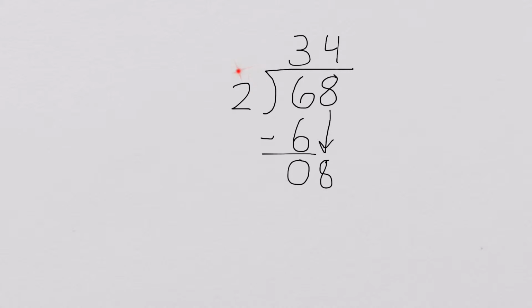Now we multiply our 2 times the 4, which is 8, and we subtract again. 8 minus 8 is 0. We don't have any numbers left over. So because of that, and because our difference when we subtracted was 0, our answer is done. The quotient to 68 divided by 2 is 34. Let's try a different problem now.